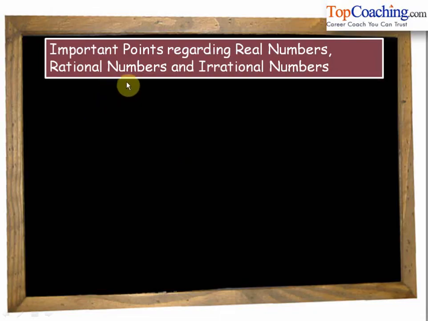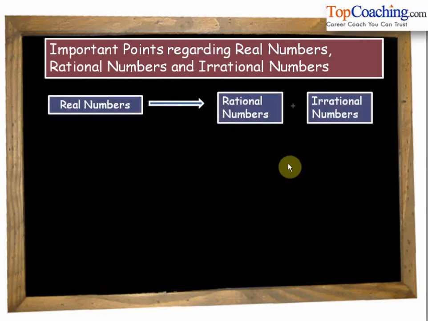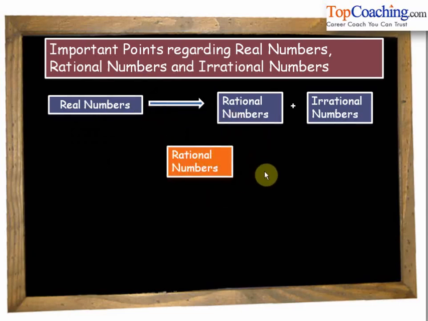Before we begin this lecture, let's recall some of the very important points regarding real numbers, rational numbers and the irrational numbers. So real numbers are the numbers that consist of rational numbers plus irrational numbers. So all the irrational numbers together with the rational numbers constitute the set of real numbers. Now let's see about the rational numbers.